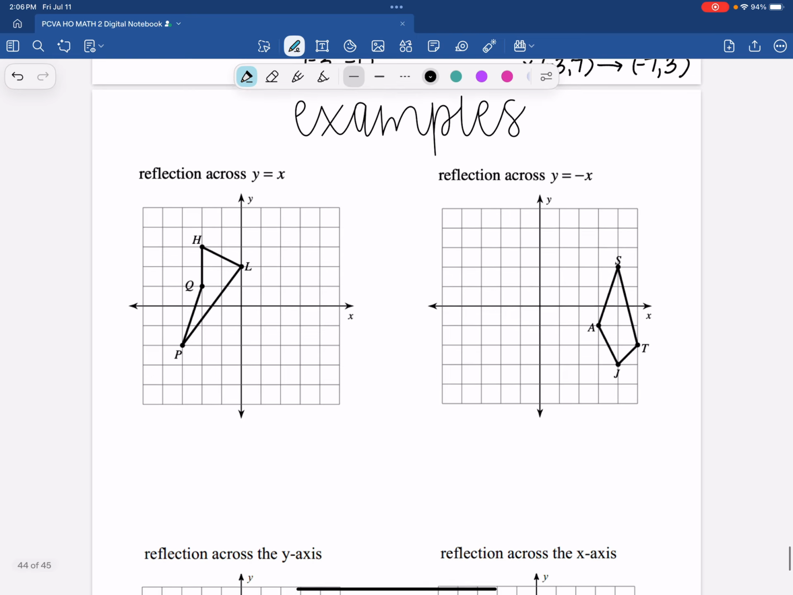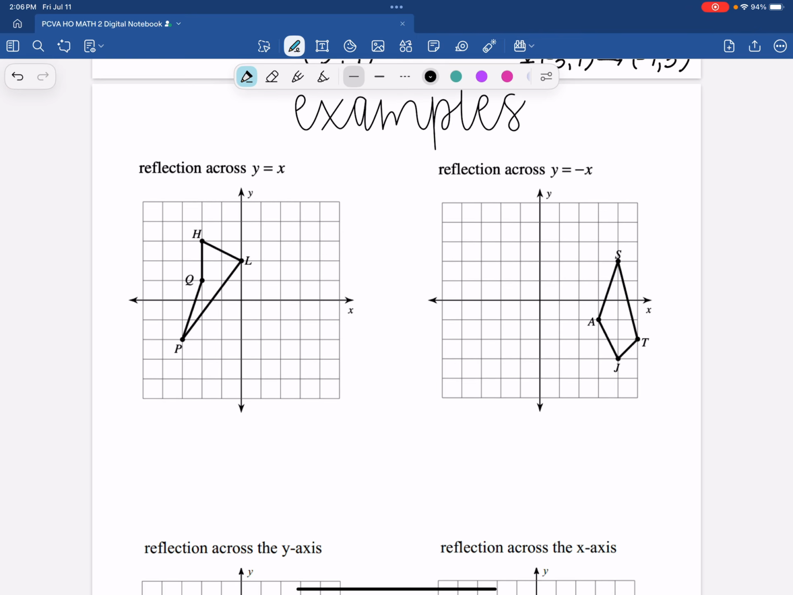All right, so we're going to do a few of them across diagonal lines, and then a few of them just across the axis. I will do a few of them with the rules so you can see it, or we can just talk about it graphically. All right, so this one says a reflection across y equals x.